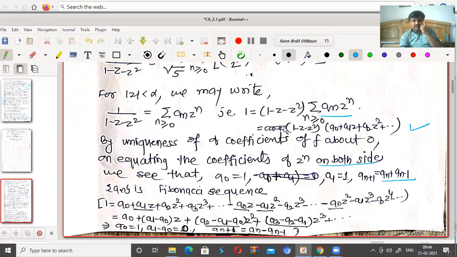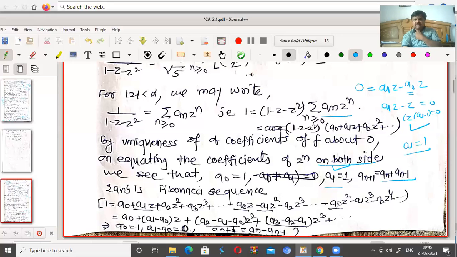So here z raised to 0 is 1, so a0 is equal to 1. a1 is also equal to, what about a1z? a1z minus a0z will be there, coefficient of z in the right hand side, and this is equal to 0. But a0 is what? a0 is 1. So a1z minus z equal to 0. So we get z into (a1 minus 1) equal to 0, and so as z is non-zero, a1 should be equal to 1.